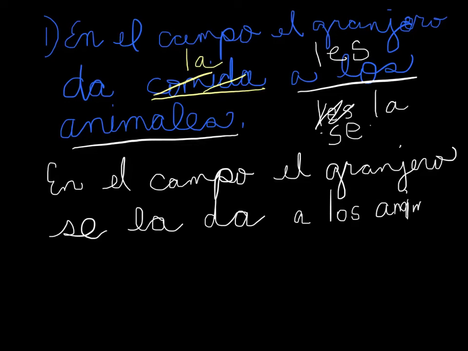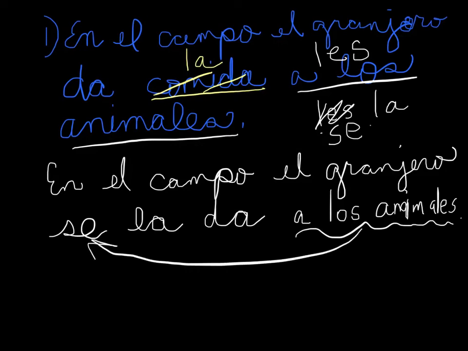Animales. Okay, as an indirect object. So that part clarifies who this stands for. It almost becomes really important, doesn't it? Because if I looked at the sentence with just a se in it, I wouldn't know what that originally was. So on the next slide, let's try one more.